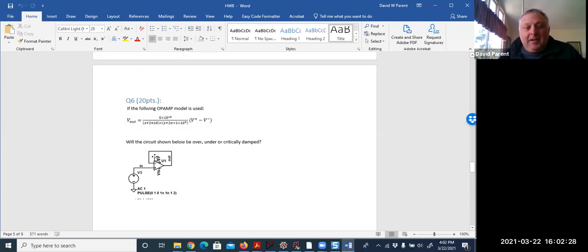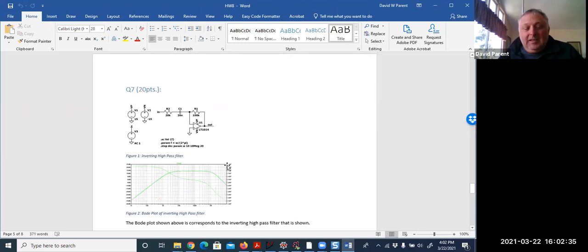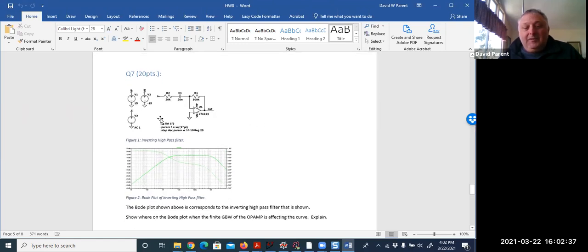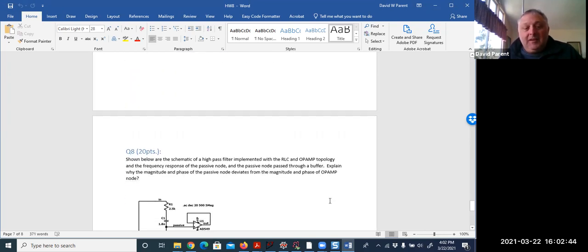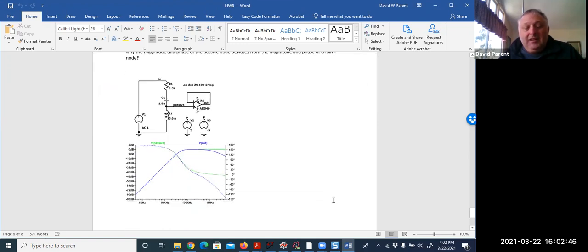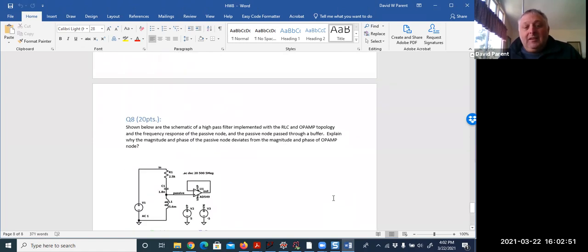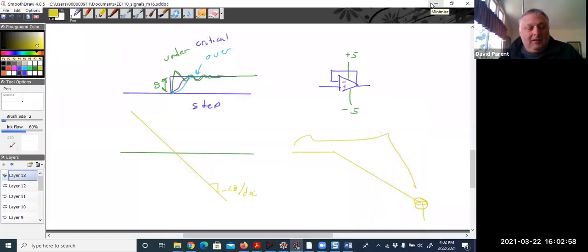Then here is another op-amp model. When I hook it up in this configuration, will it be over, under, or critically damped? And then here, where does this filter stop behaving like an ideal high pass filter? You just identify and explain it. And then here, same thing, it's another high pass filter, and you just identify and explain where and why it stops working.